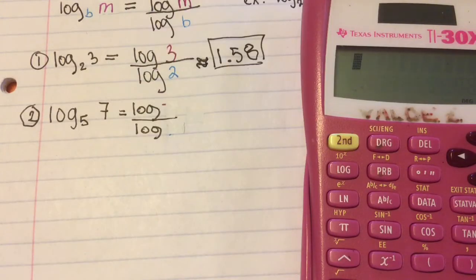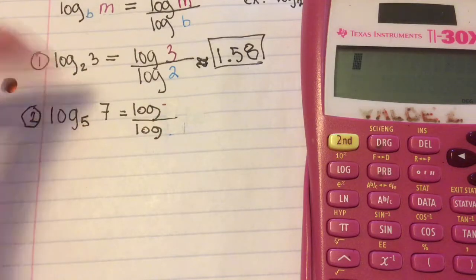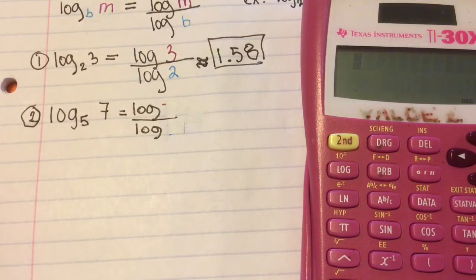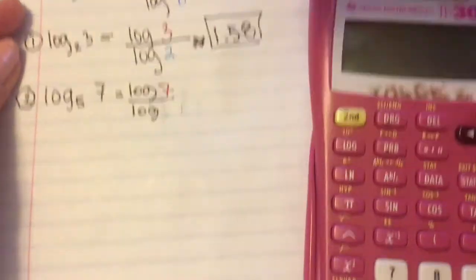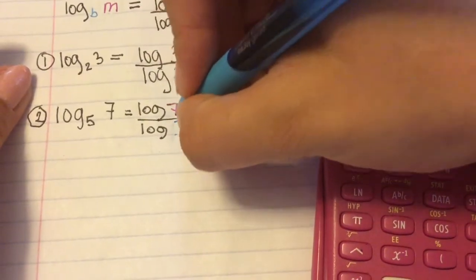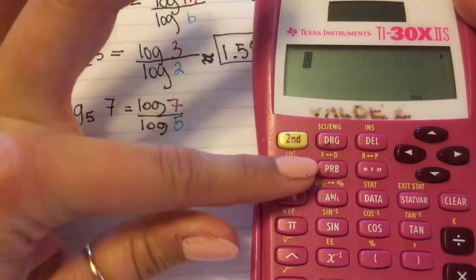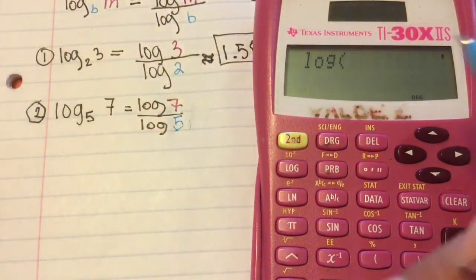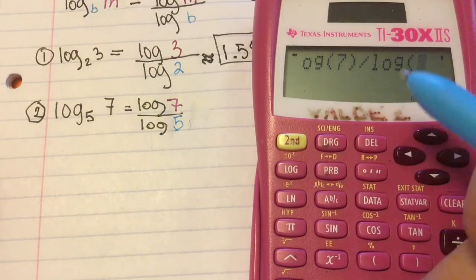All right, I've got the same situation here. 5 to no power will give me 7. So I use change of base to evaluate that in my calculator. Remember, I'm going to put that big number on the top, so that 7 is going to go on the top. Base is on the bottom, so put that 5 on the bottom. And then in my calculator, I'm just going to do log 7 divided by log 5.